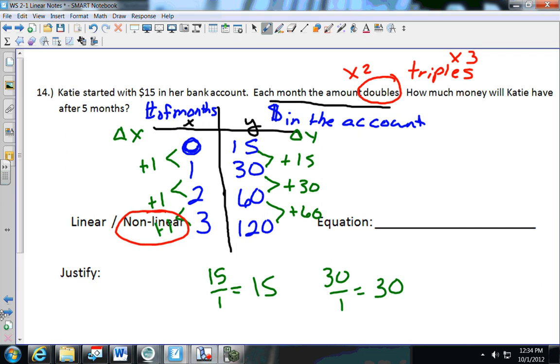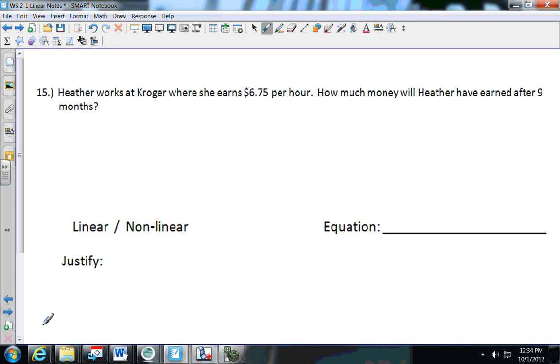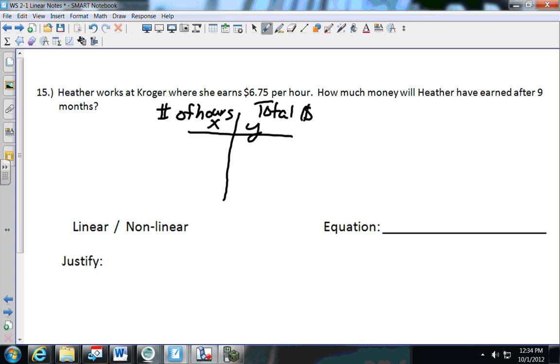I know I'm a little weird. It's okay. Next one. Look at this one. Heather works at Kroger where she earns $6.75 per hour. How much money will Heather earn after 9 months? What is the X and what is the Y if I build a table? X is going to be the number of hours, not how much they get per hour, but the number of hours they work. Y is the total money.